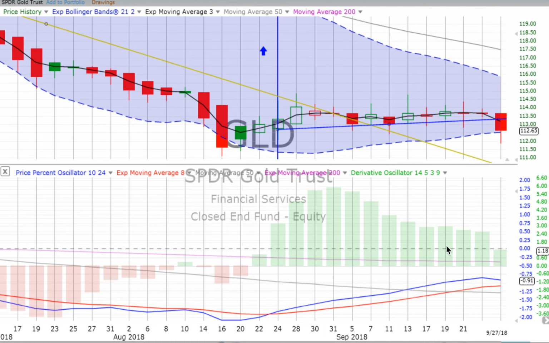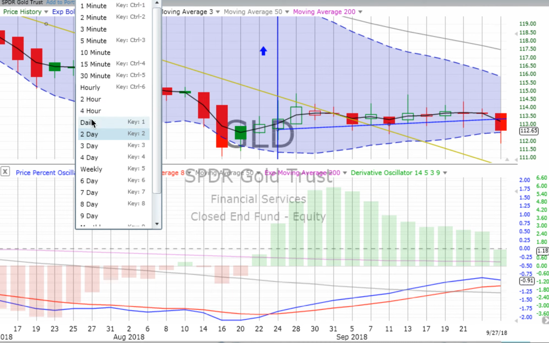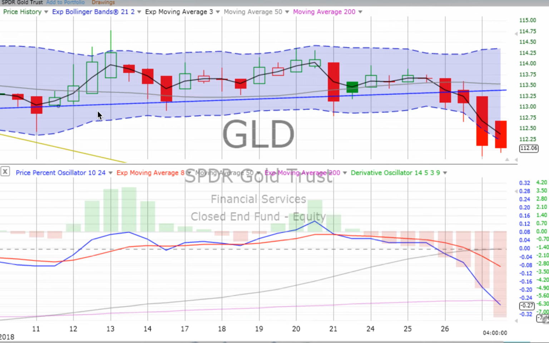Don't have a crossover yet on the price percent oscillator. Derivative oscillator losing downward momentum, pushing through that 2-day trend line. Once it crosses over going down, that becomes even more significant. We'll continue to watch, still above that weekly trend line. And we go from the 2-day chart to the 4-hour chart, and we can see over the last 2 days, strong down movement in gold, accelerating down.